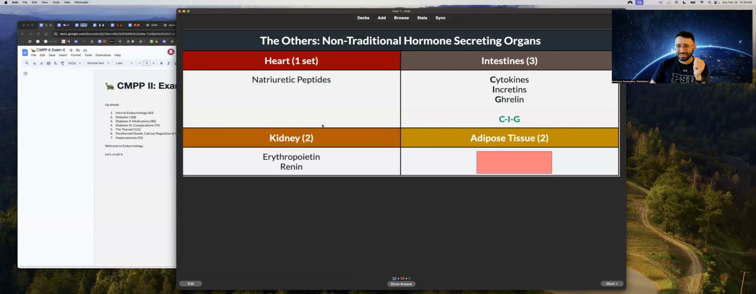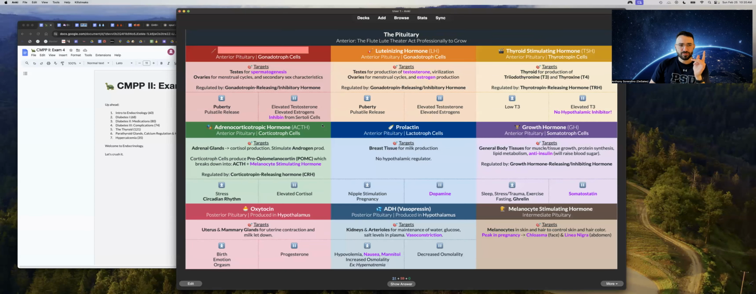Adipose tissue. Ooh. Adiponectin and leptin. Just leptin. We'll take that. Upper left is FSH. Bottom right, peak in pregnancy. Yeah, chloasma, which is something with your face. I think it's just brown patches on the face. Something like that. Okay. We'll take that.